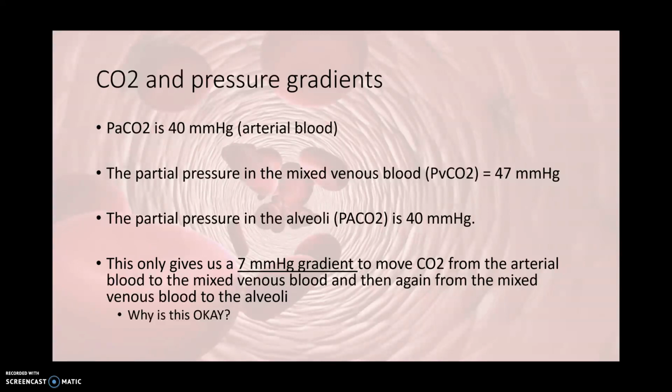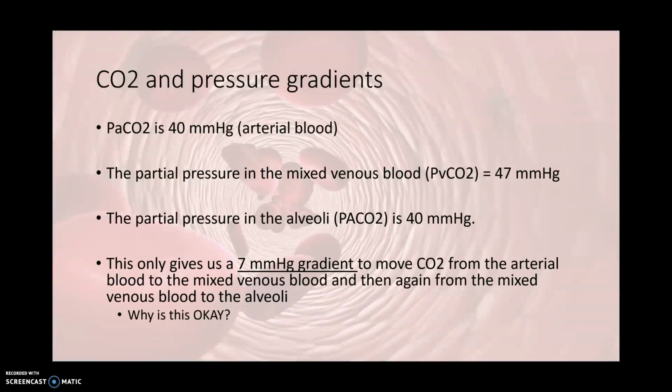Now the partial pressure in the alveoli, PACO2, is 40 millimeters of mercury again, right? So we have the mixed venous blood going back up to the lungs, and that again gives us only a 7 millimeter of mercury difference. So we got 7 here and then a 7 here, which is pretty small. Right, so this only gives us a 7 millimeter gradient to move carbon dioxide from the arterial blood to the mixed venous blood, and then again from the mixed venous blood to the alveoli.